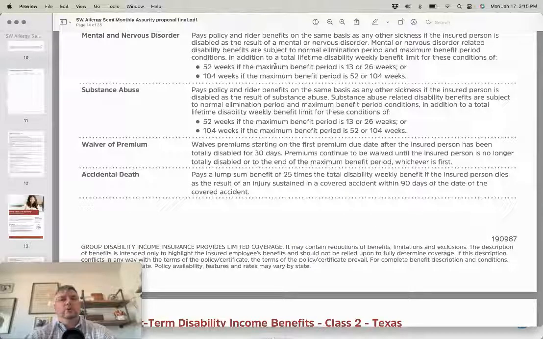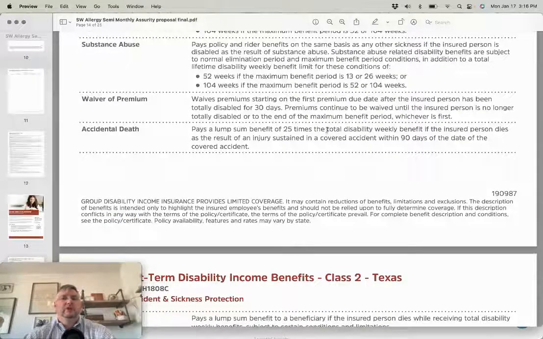Mental and nervous disorder pays policy and rider benefits on the same basis as any other sickness if the insured person is disabled as a result of a mental or nervous disorder. Mental and nervous disorder related disability benefits are subject to the normal elimination period and maximum benefit period conditions, in addition to a total lifetime disability weekly benefit limit for these conditions of 52 weeks if your max benefit period is 13 or 26 weeks. So basically you have a lifetime max on the mental and nervous disorder benefits of 52 weeks if you have the standard 3 or 6 month benefit period on your policy.